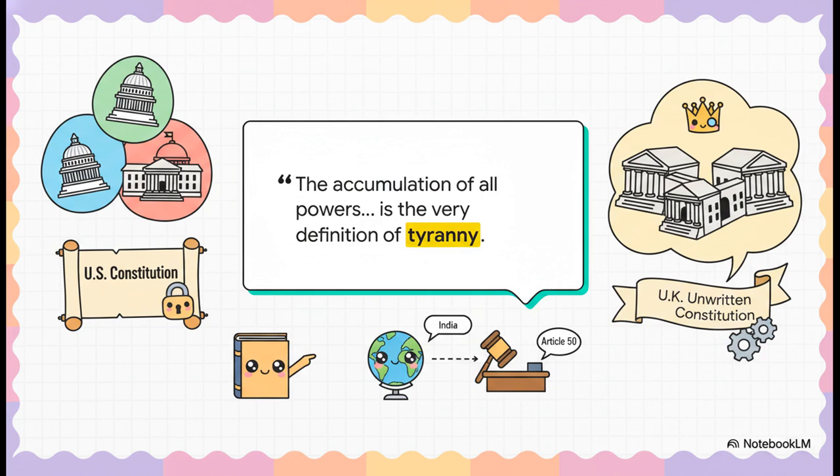The UK has an incredibly flexible, unwritten constitution with massive overlap. I mean, historically, their top judges even sat in their legislature. And then you have India taking this brilliant middle path, building what we call constrained parliamentarianism. They don't have absolute rigidity across the whole board, but Article 50 of their constitution specifically directs the state to separate the judiciary from the executive.